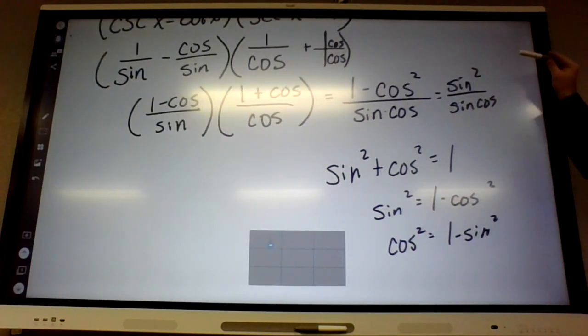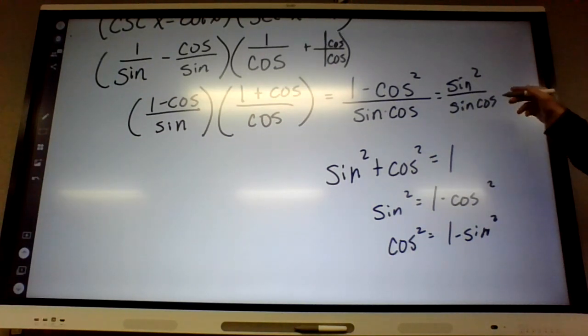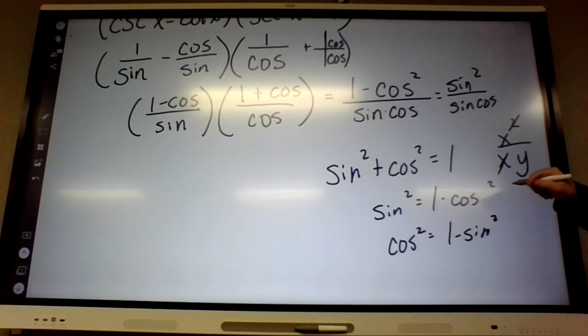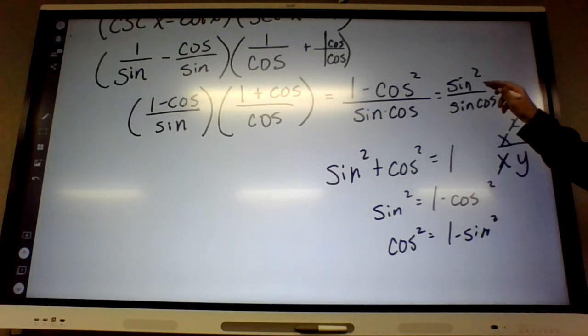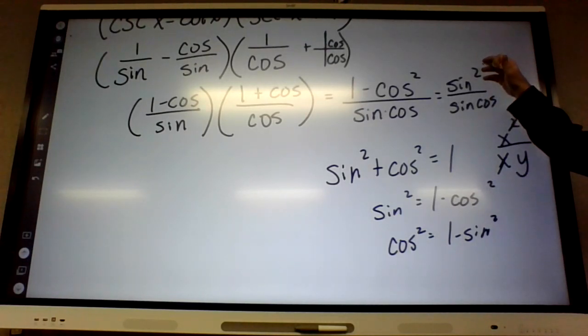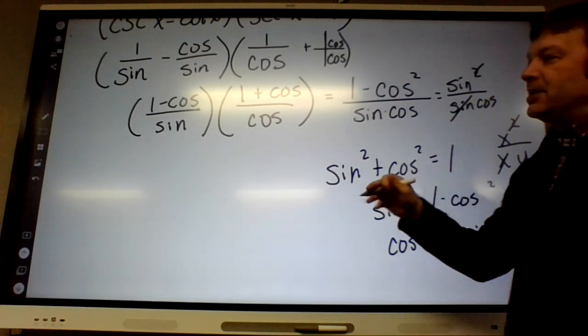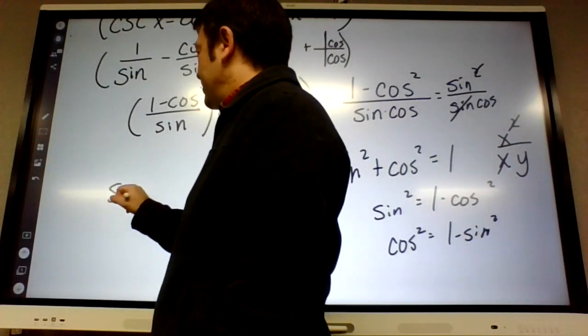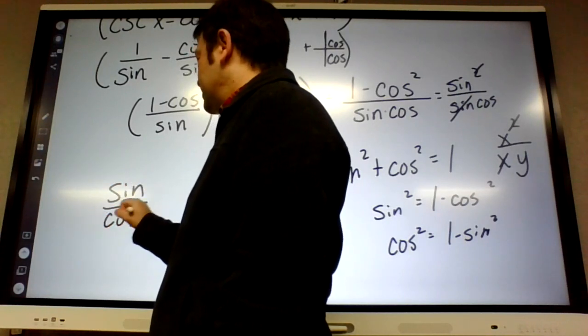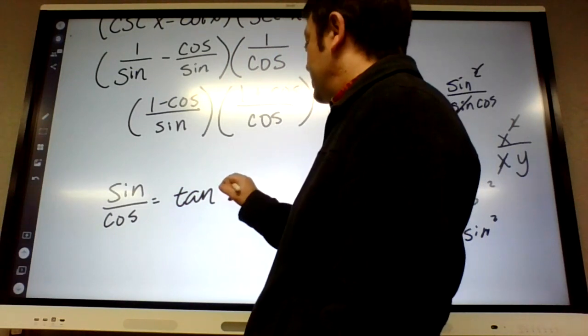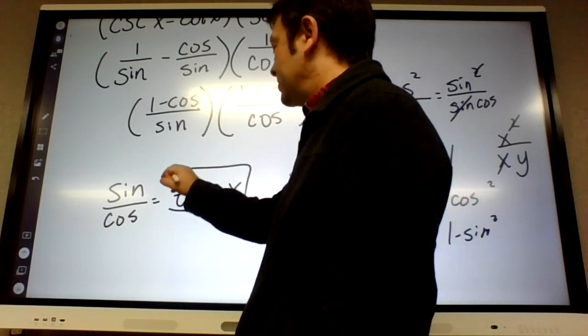Okay, any ideas right now? Could the sine cancel out? Okay, one of the sines cancels out. It's kind of like, you know, if you had x squared y over xy, one of the x's would cancel out. So that's what's going on. One of the sines will cancel out, so it's just sine over cosine. Is there a simpler way of writing sine over cosine? Tangent. What letter were we using? x, so tangent of x.